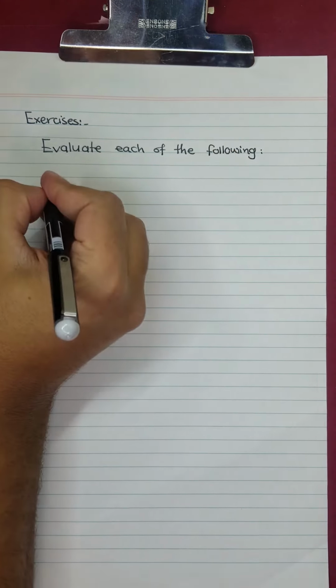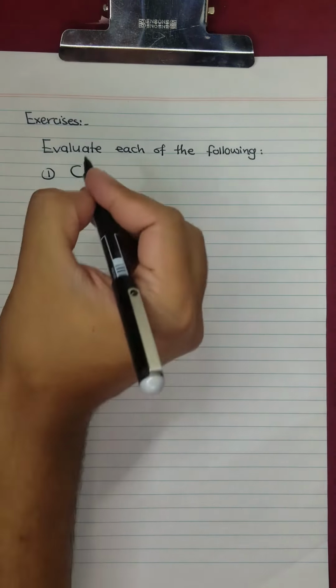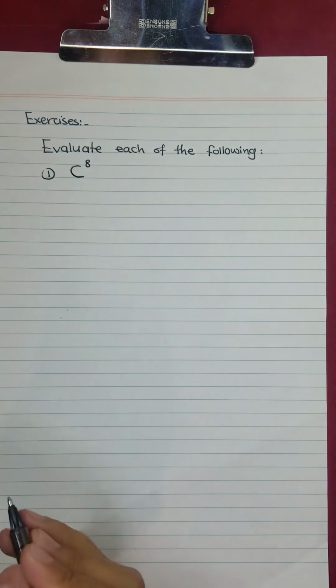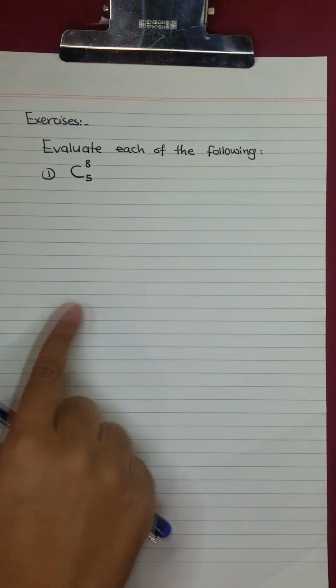Okay, so the first one, we need to evaluate combination of 8, 5. Okay, so combination 8, 5. How do we solve this one? It's quite simple. We have actually two ways to do this one. We can either use the relationship between permutation and combination, or between factorial and combination. One of the two relations that we did before.